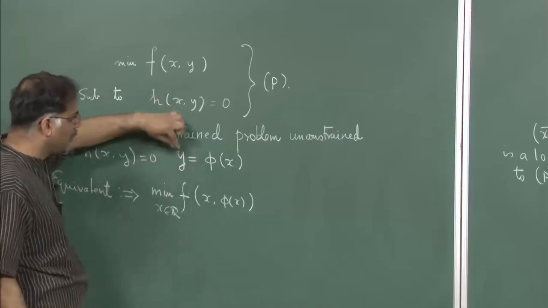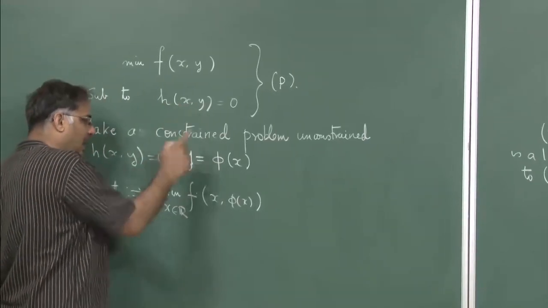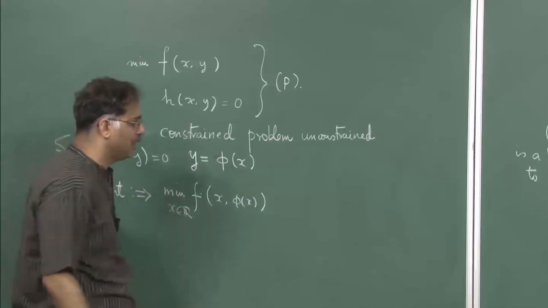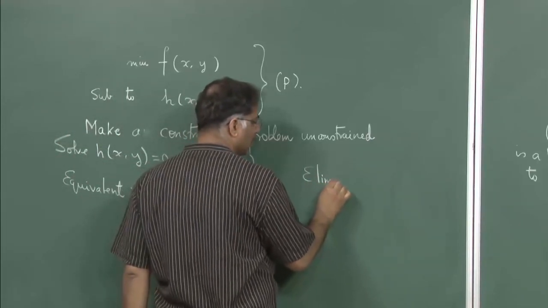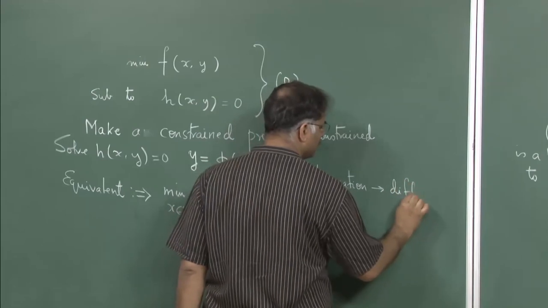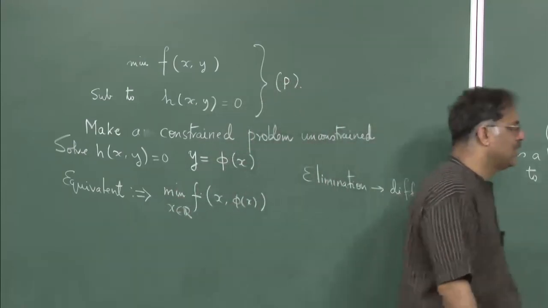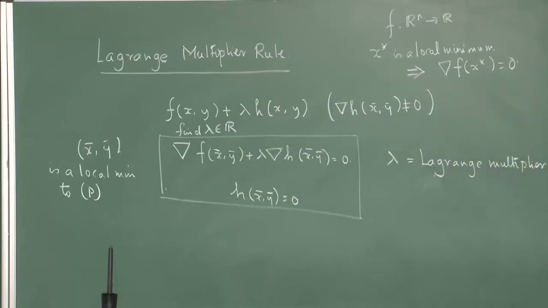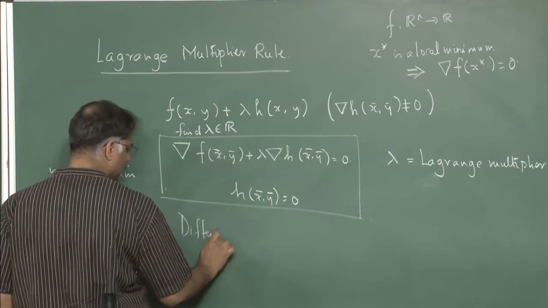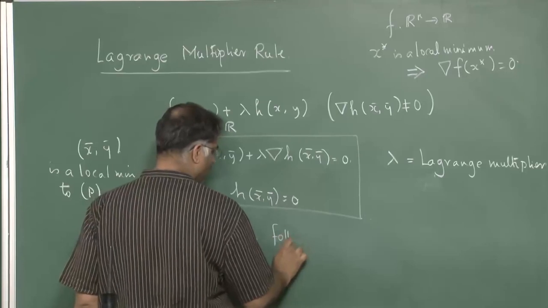So here suppose I can write y equal to phi(x), then what I am able to do is eliminate y and replace it by a function of x, and then minimize over x. So I am eliminating and then differentiating. The standard procedure is elimination followed by differentiation. But what Lagrange said was something different. He said first differentiation and then elimination. Differentiation followed by elimination.